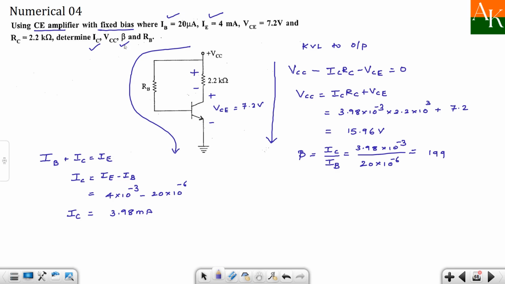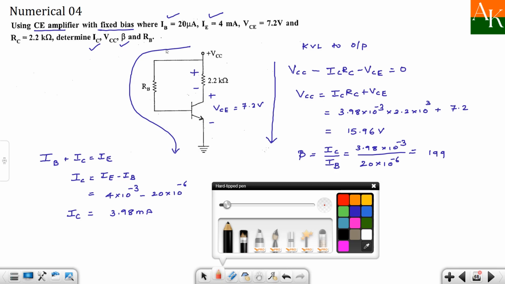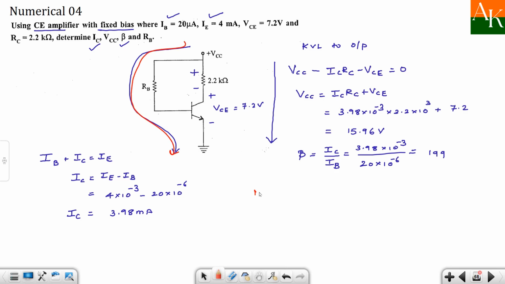Be careful about calculation. Now I will apply KVL over here. And KVL to input loop. We'll highlight this one. So KVL to input side. So you will have VCC minus IBRB. You have reached up to this point. And now this voltage is nothing but VBE. So minus VBE is equal to 0.